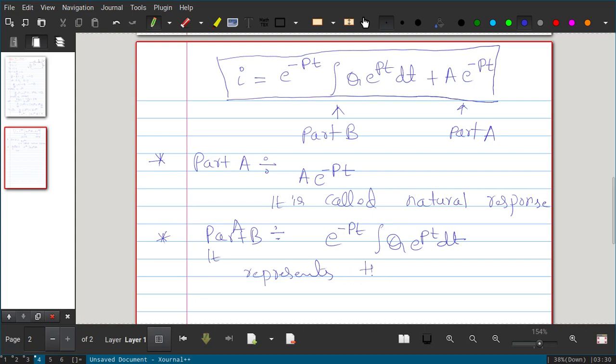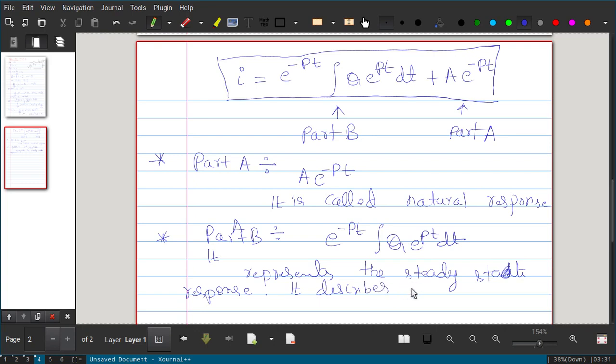the steady state response. It describes the forcing response. It describes the response after the natural response has died out, after the natural response has disappeared.